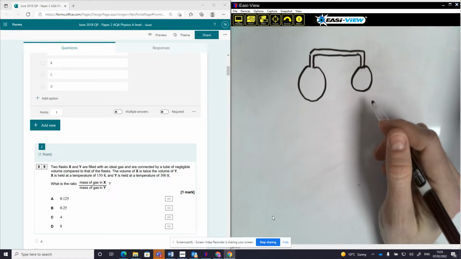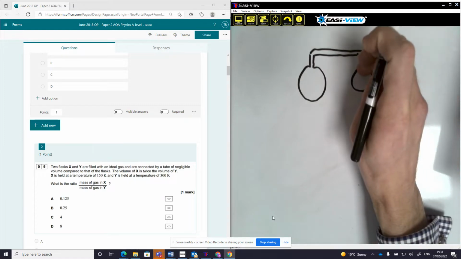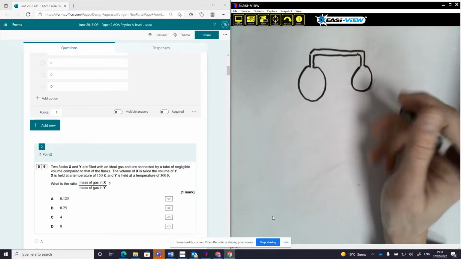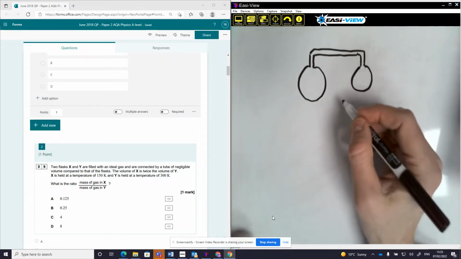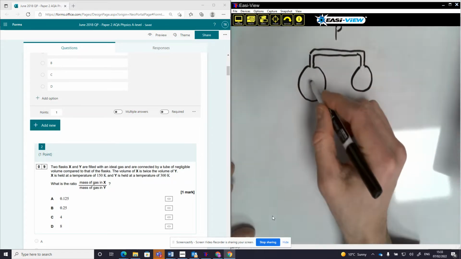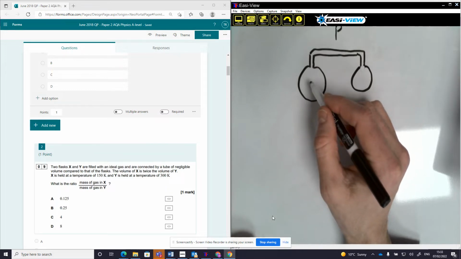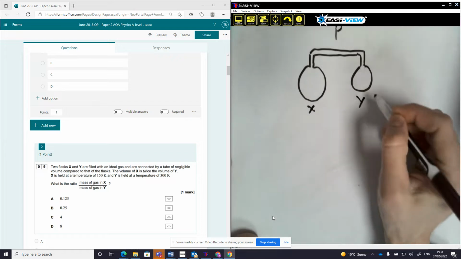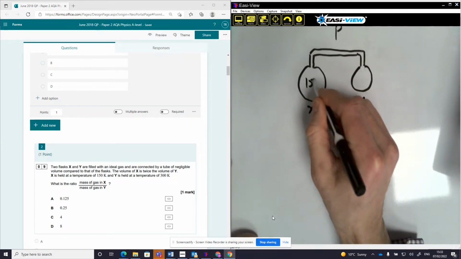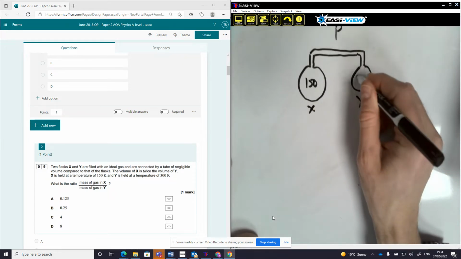They're also able to freely mix, so you can assume that the molar mass is the same for each of them. So they're made of the same gas effectively. So P is constant. And then we've got this side where I've drawn it slightly bigger. So I've got the volume of X. This is gas X. This is gas Y. X is at 150 Kelvin. Y is at 300 Kelvin.